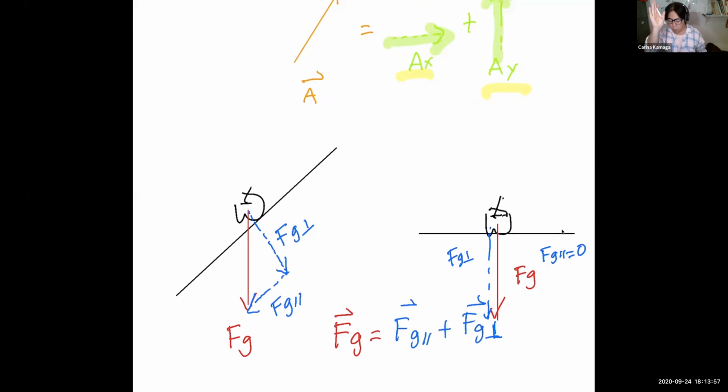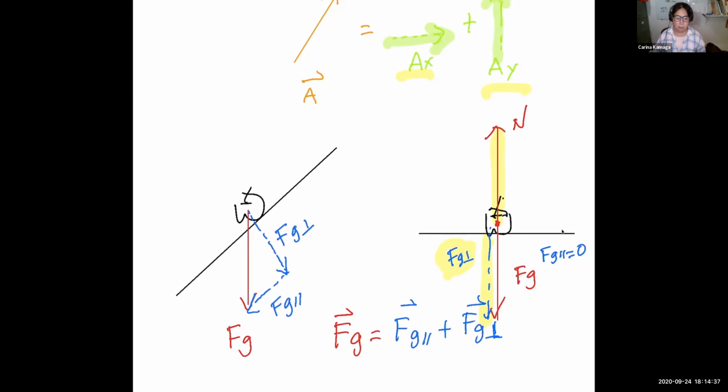So here we have all the gravitational force pressing the surface perpendicularly. Then the normal force is going to push back the same amount, perpendicular to the surface, the same amount as this. So Fg perpendicular and the normal force are the same.